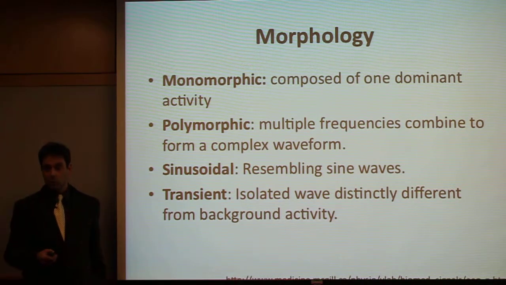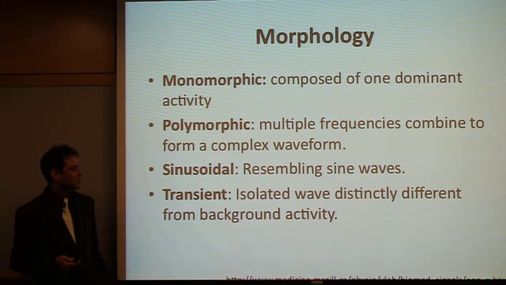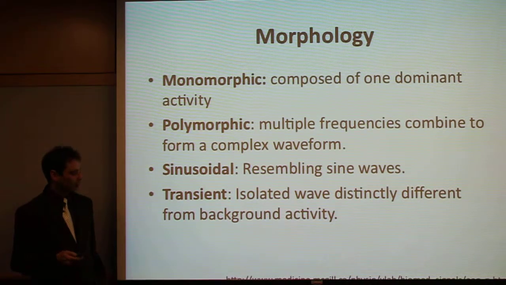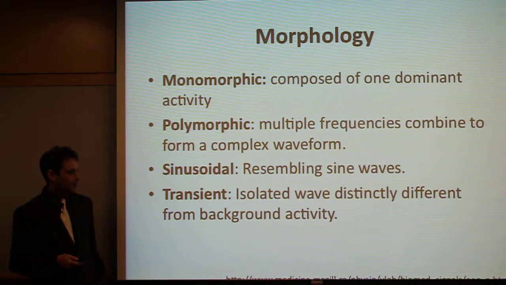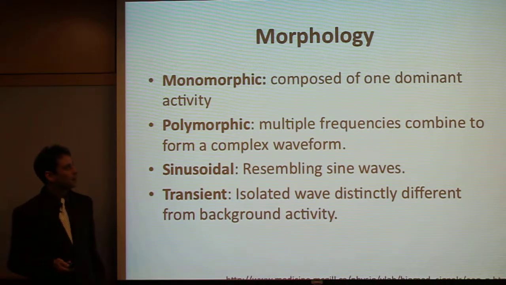There could be a sinusoidal wave pattern, and that also typically occurs with deep sleep, where you have a sinusoidal delta wave type pattern, or with a relatively deep anesthesia. And there could be transient morphologies, which are isolated waves which are different from background activity, and these are often pathological.